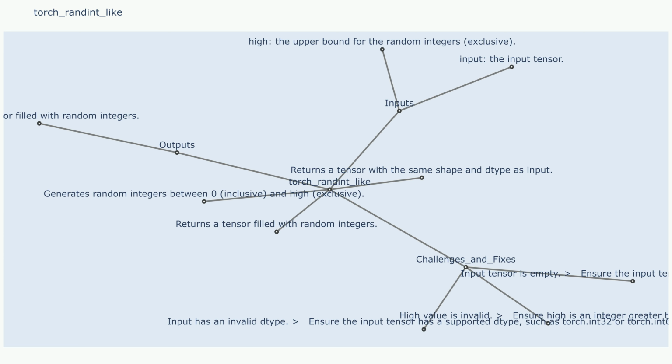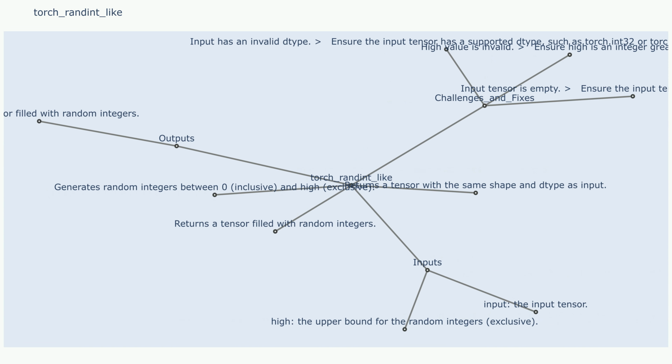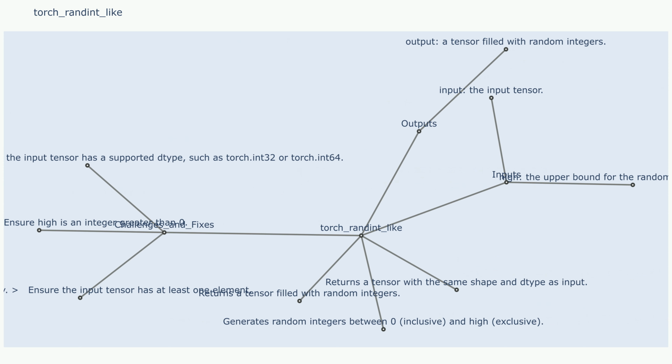torch.randint_like. Description. Inputs: input, the tensor whose size and dtype will be used to create the output tensor. Low, optional: the lower bound for the random integers to be generated, inclusive. If not specified, defaults to 0.